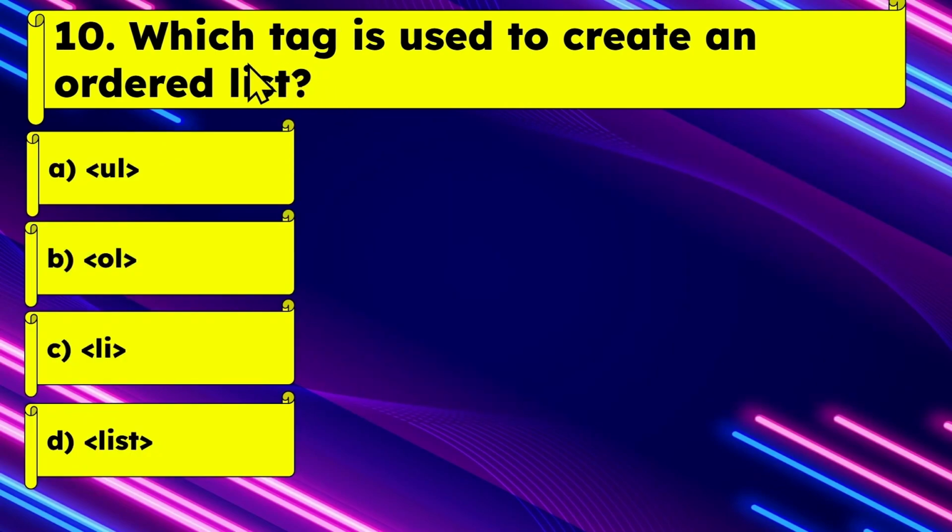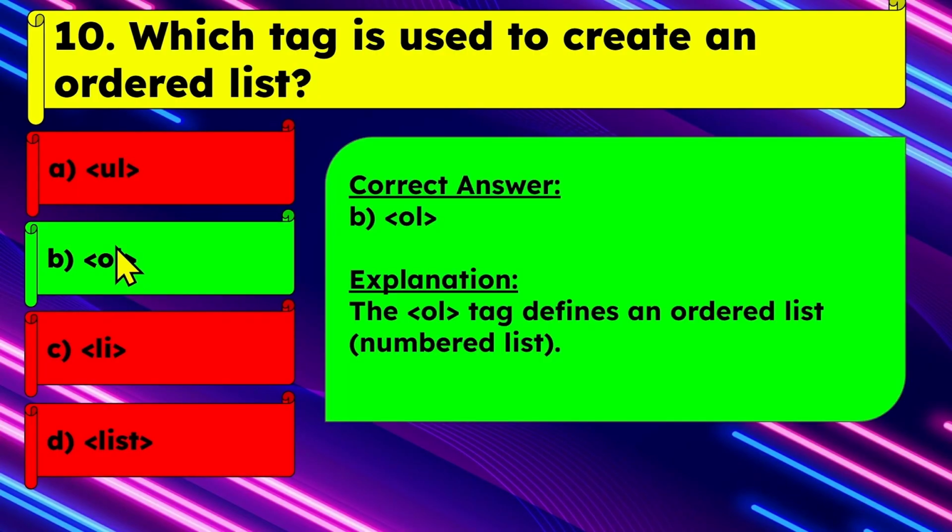Our 10th question is, which tag is used to create an ordered list? It is talking about ordered list. Option A, UL tag, option B, OL tag, option C, LI tag, or option D, list tag. So here the correct answer will be option B. As you can see, the OL tag defines an ordered list, means numbered list. So here it will contain some 1, 2, 3, 4 or Roman numbers.